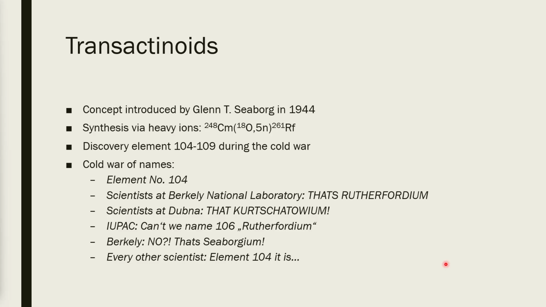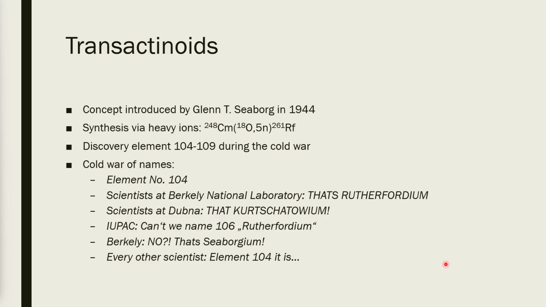The scientists at Dubna wanted to call it Kurchatovium. And IUPAC made the suggestion of naming element number 106 Rutherfordium. But Berkeley said no because they wanted to call it after Glenn T. Seaborg. So that's Seaborgium, and every other scientist that wasn't in either of those parties just went with element number 104 and they just named it element number 104, or in German, Element Nummer 104.